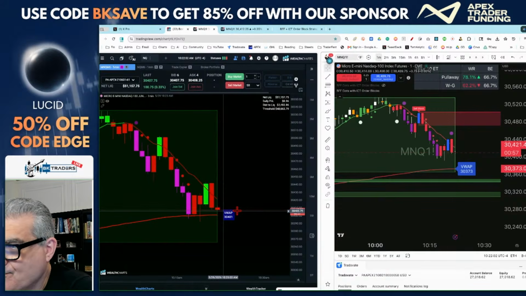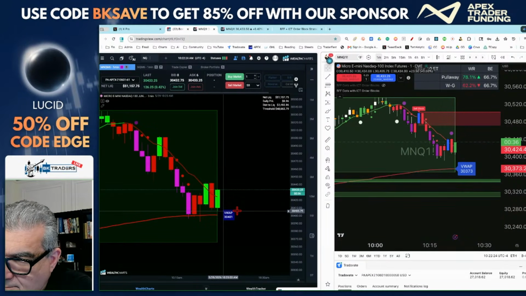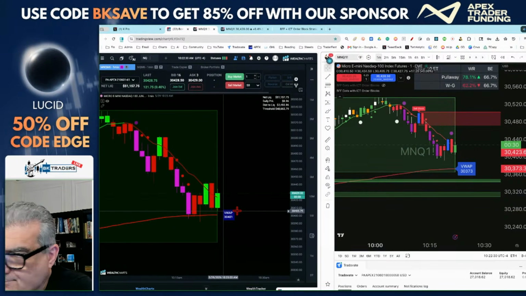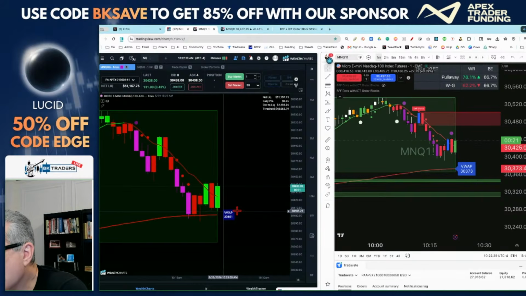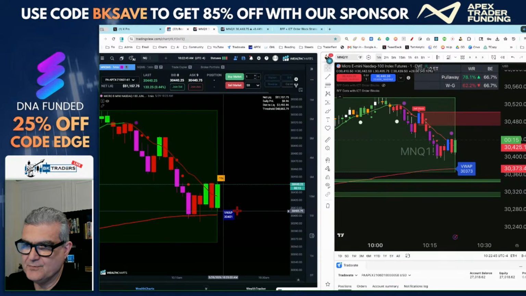Not a trade, by the way, in any way, shape, or form. Oh, finding a little bit of support here, a little bit of range bound.